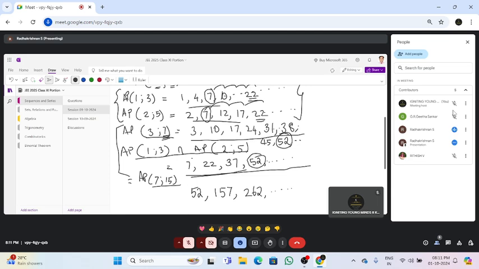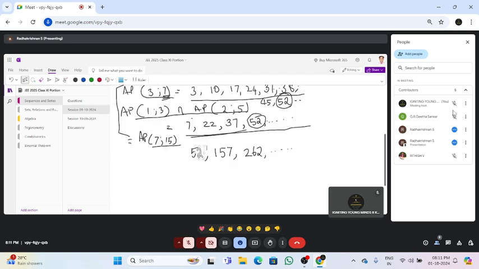So in the required series, your A is 52, and therefore what is A plus D? A plus D is 157. So that is the answer to the problem.